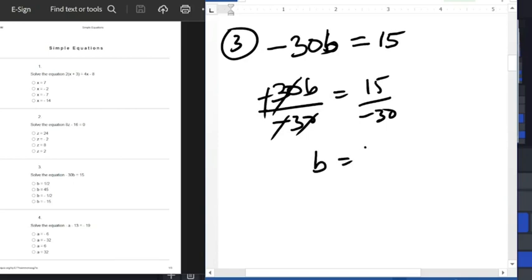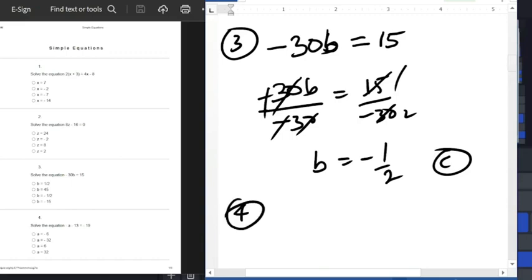So that's b equals to 15 here, 1, 15 here, 2, that is minus 1 all over 2. And that is option B. Option C. For question number 4 now.